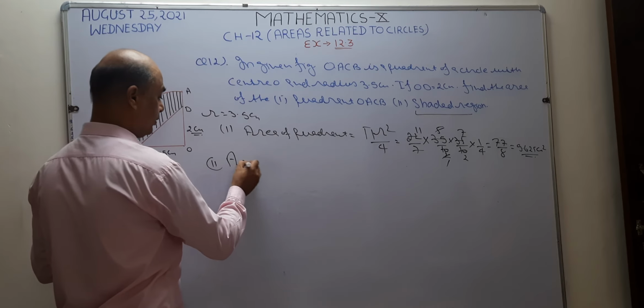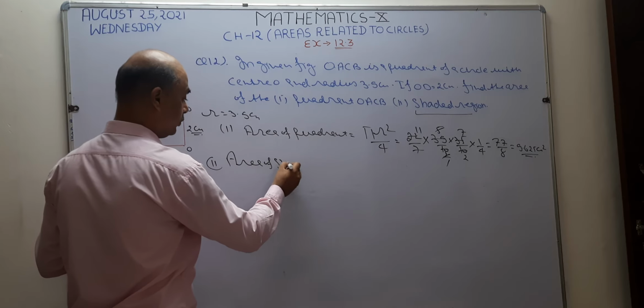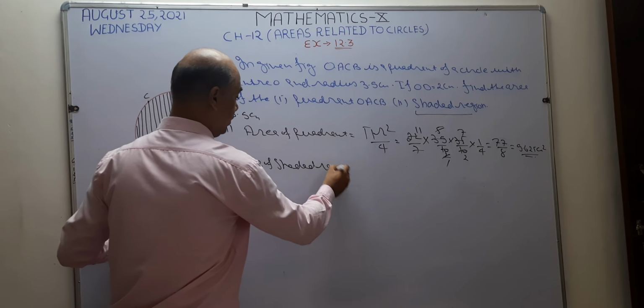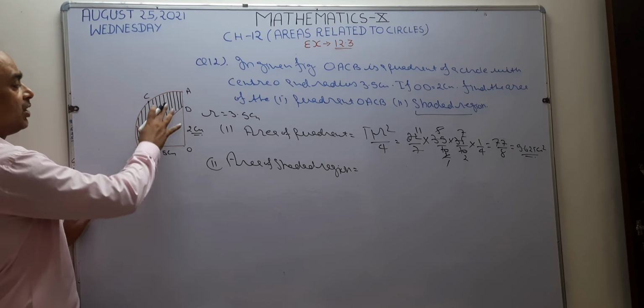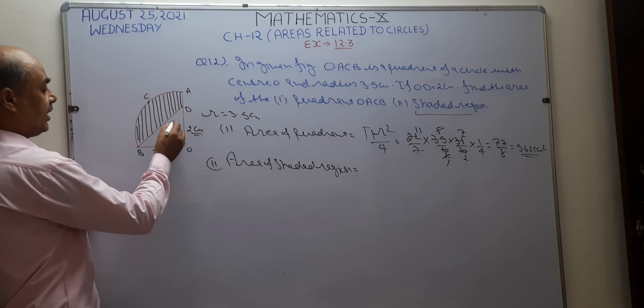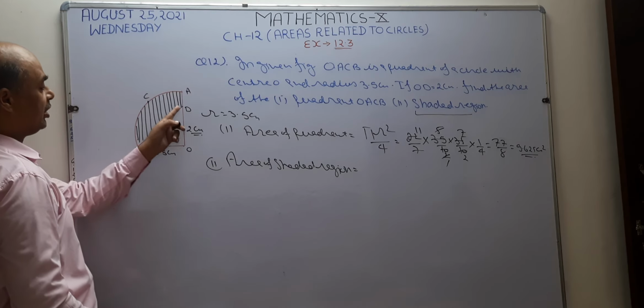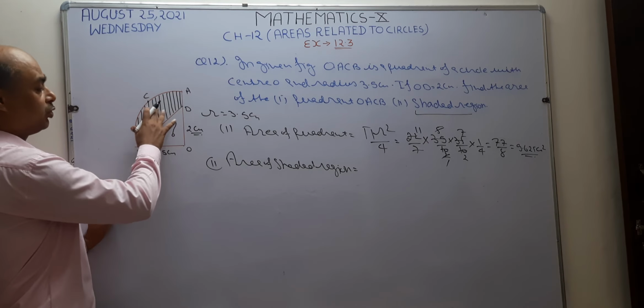Right here, area of shaded region. Okay, how do we find the area of the shaded region? The main figure is a quadrant. From this quadrant, you are going to subtract this triangle. If you subtract the area of this triangle, then the area of the shaded portion is left.